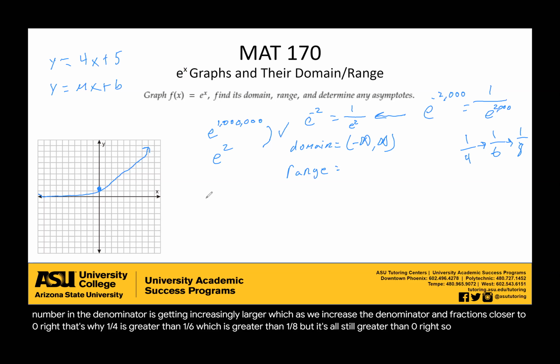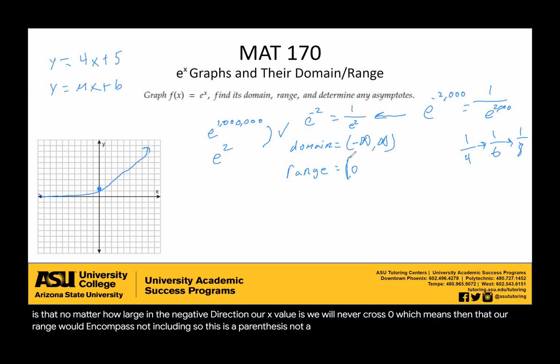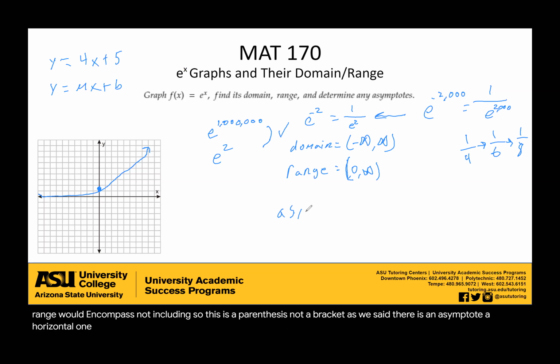So no matter how large in the negative direction our x value is, we will never cross 0, which means our range is 0 to positive infinity, and this is a parenthesis, not a bracket. And as we said, there is a horizontal asymptote at y equals 0, because our y values will never cross 0. It will get as close as humanly possible to 0, but it will never actually become 0.